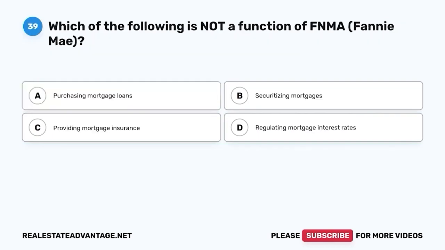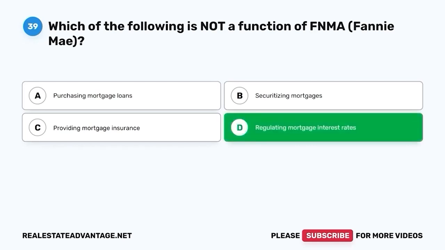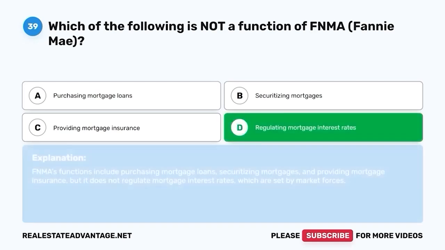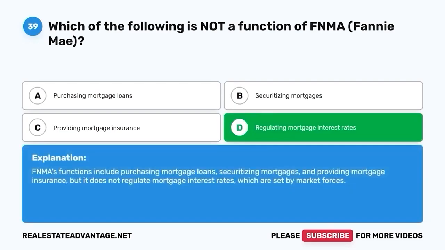$1,965. Question 39. Which of the following is not a function of FNMA, Fannie Mae? A. Purchasing mortgage loans. B. Securitizing mortgages. C. Providing mortgage insurance. D. Regulating mortgage interest rates. The correct answer is D. Regulating mortgage interest rates. FNMA's functions include purchasing mortgage loans, securitizing mortgages, and providing mortgage insurance, but it does not regulate mortgage interest rates, which are set by market forces.